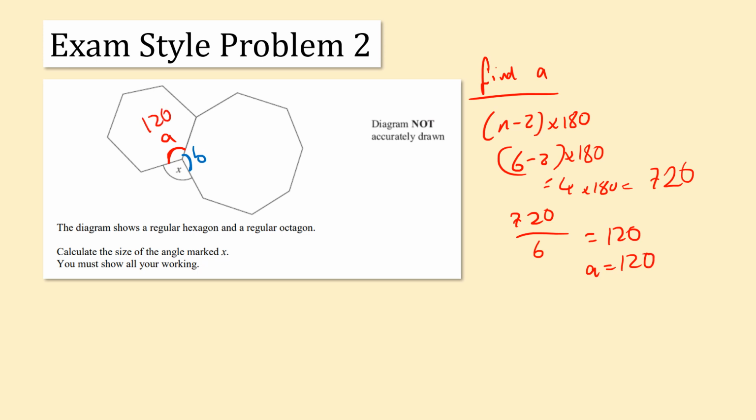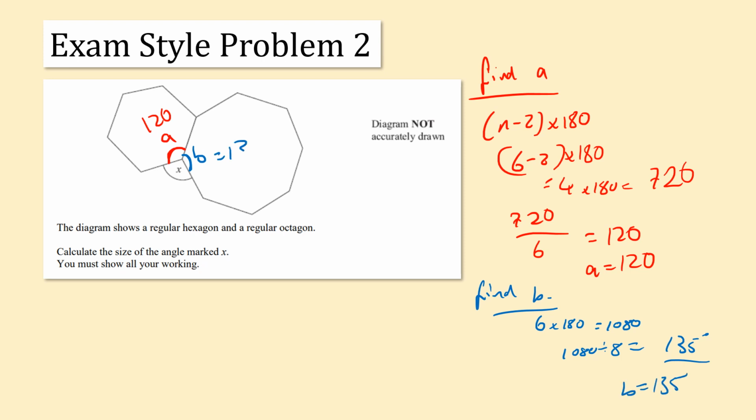Okay, then what I'm going to do is find angle B. By similar working, it's an octagon, so I'm going to do 8 minus 2, which is 6, times 180. 6 times 180 is 1080. Divide by 8. So 1080 divided by 8 is 135 degrees. So that means B is 135. Okay, so I now know two of the angles sitting around the point.